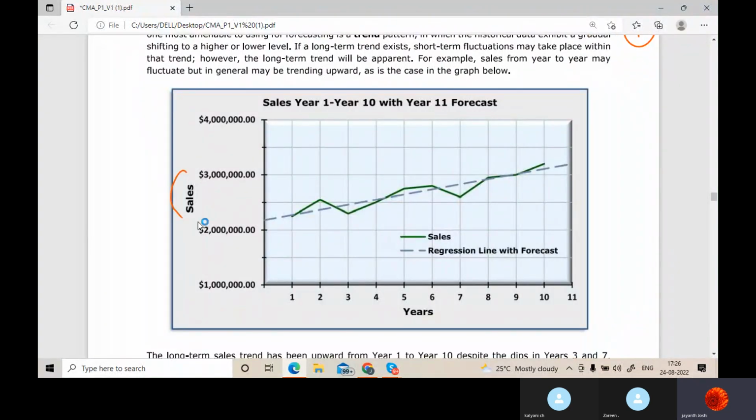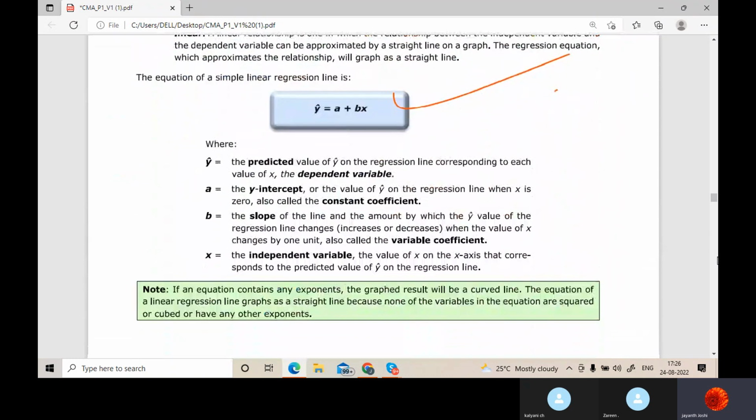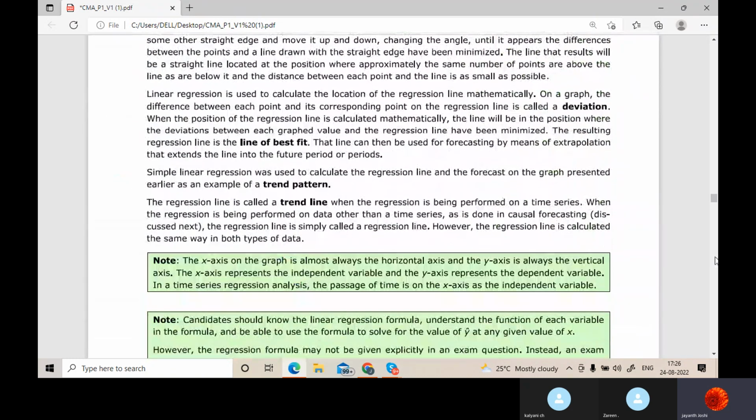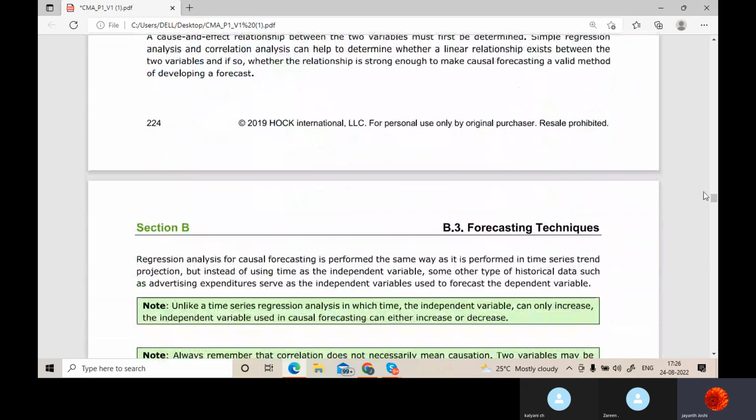For example, these are the sales and these are the number of years. You can see over the number of years how the sales figures have behaved. You can see this is a line of best fit whereby maximum points lie, but some fluctuations can also be seen. So this is a forecast of the sales for these many years, and based upon this you can again forecast for the next 10 years. Okay, so this is done, causal forecasting.